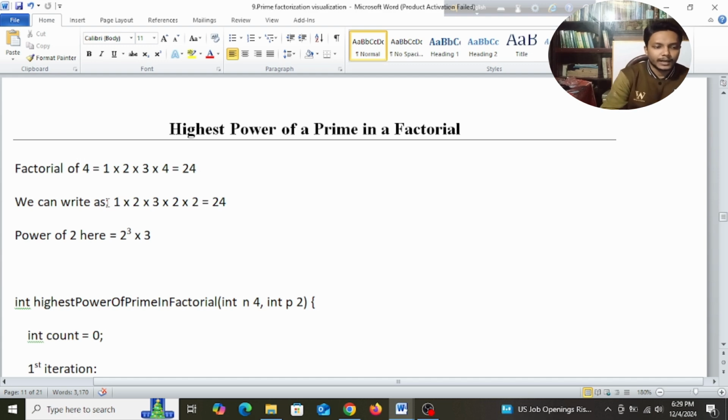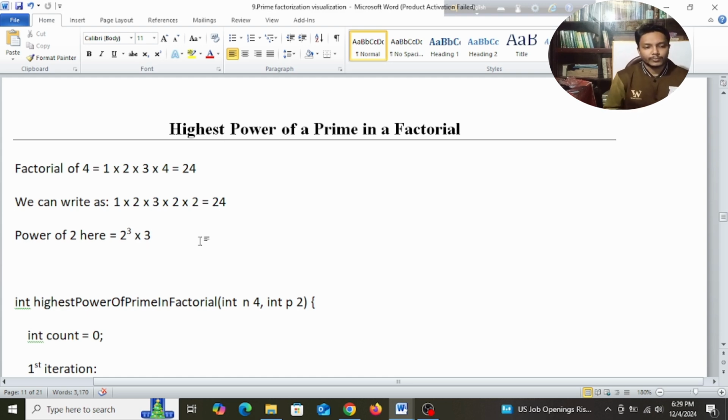Okay, so we can write this like this. 1 into 2 into 3, and we can write 4 as 2 into 2, right? So how many 2's are here, guys? Three 2's, right? So the power of 2 here is 3. The power of 2 is 3, and then we have another 3, so it would be 24.